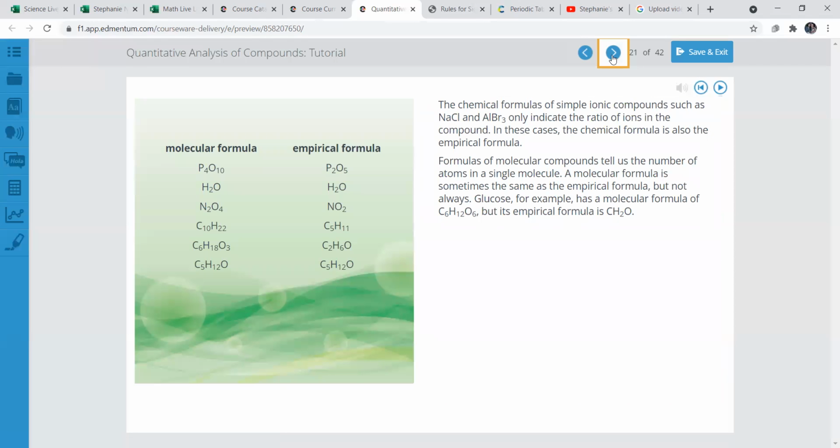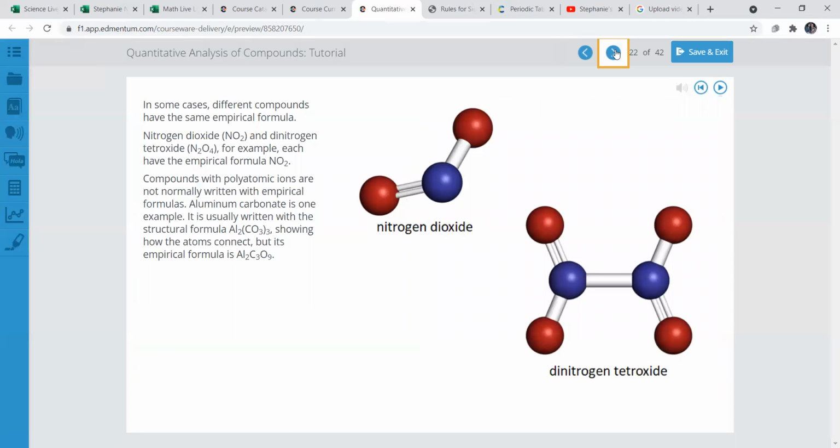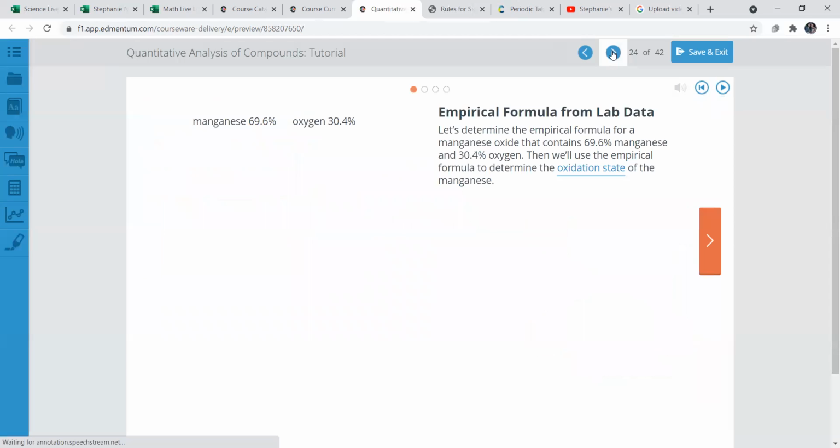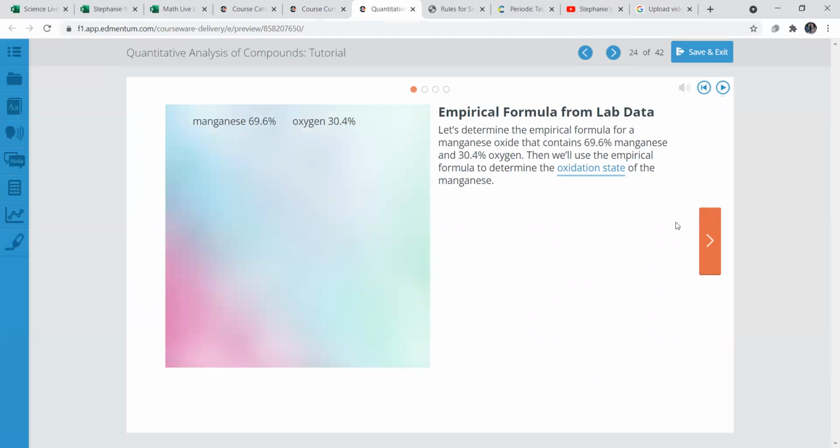All right, molecular formula versus empirical formula. As you can see, they're very similar to each other. They do have some stuff in common, however, they are different, even though they do look very similar. Here's an example, nitrogen dioxide, dinitrogen tetroxide. As you can see, there's a double bond, single bond, and they're bonded differently with each other here. So that's why. Let's skip those questions here.